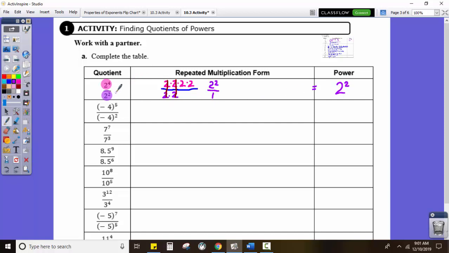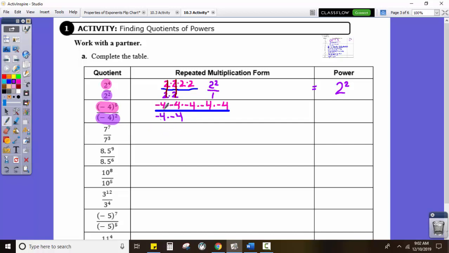Okay, let's take a look at the next one and then see if we can notice some patterns here. I have negative 4 to the 5th in the numerator. That would be negative 4 times negative 4 times negative 4 times negative 4 times negative 4. So that's negative 4 to the 5th. Then I'm dividing it by negative 4 to the 2nd power. In the denominator, negative 4 times negative 4. That would be negative 4 to the 2nd.